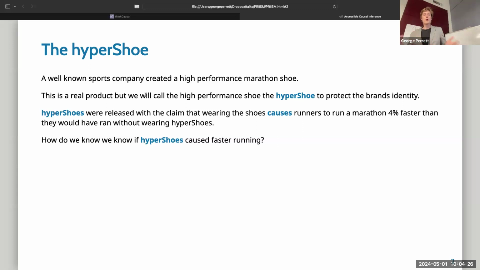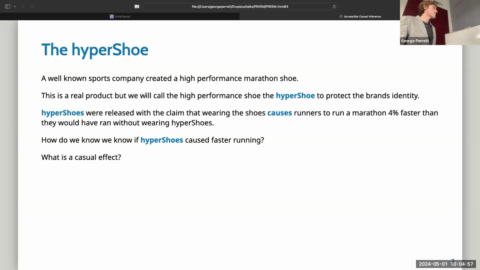A well-known sports company created a high-performance marathon shoe. Now, there's a real product, but we're going to call this high-performance running shoe the Hyper Shoe. We're going to protect the brand's identity, but this is based on a real example. Hyper shoes were released with the claim that wearing the shoes causes runners to run a marathon 4% faster than they would have run without wearing Hyper shoes. And so the question I want to focus on is, how do we know if Hyper shoes actually caused faster running?